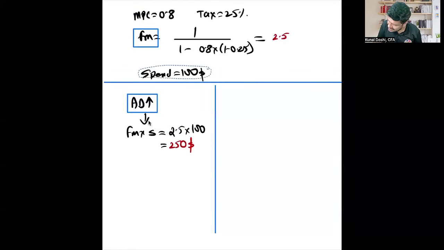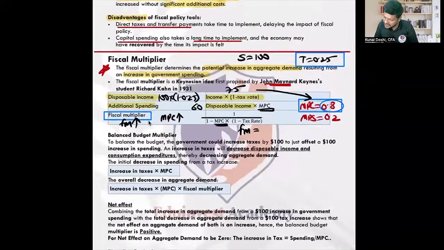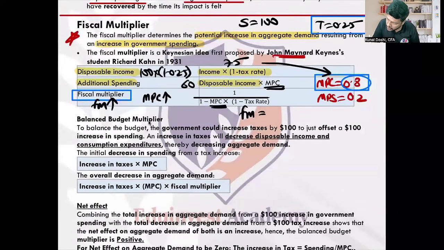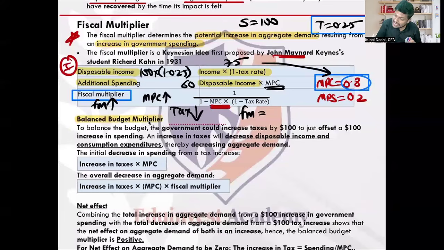But guys, for the government to spend $100, the government needs $100 of income also, right? So let us understand this in phases. First of all, what did we learn here? As the fiscal multiplier increases, and that will only happen when MPC increases, or when the tax rate goes down, there will be an increase in the aggregate demand. Correct? But now to increase the aggregate demand, the government will have to spend $100.